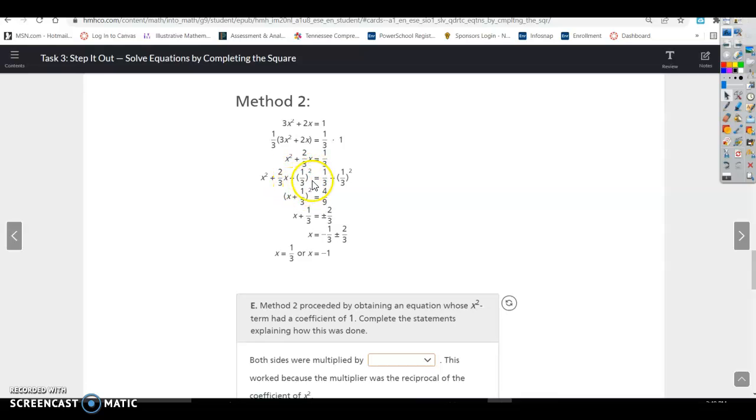All right, so what they did was complete the square. So I'm going to take this middle number, half it, and square it. So let's see where they got that number. So 2/3.